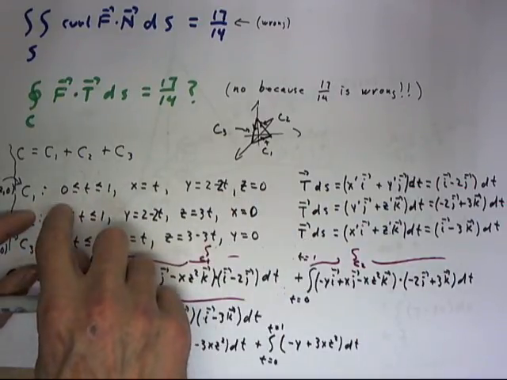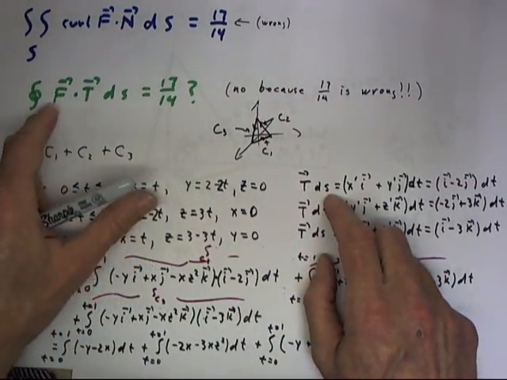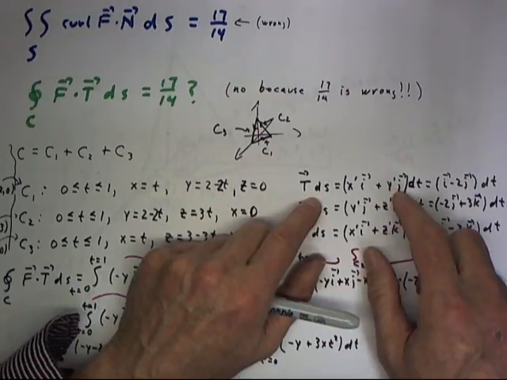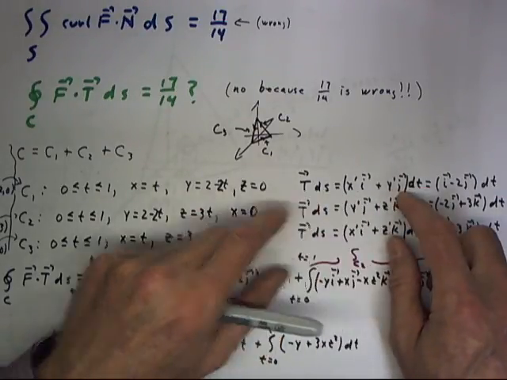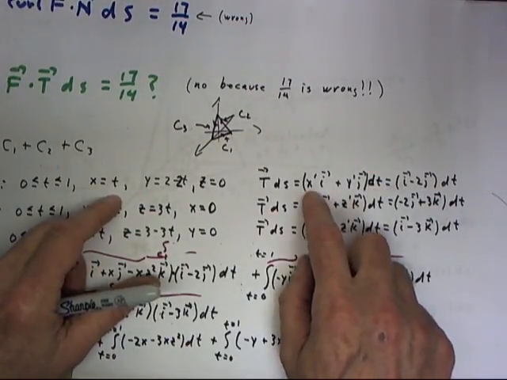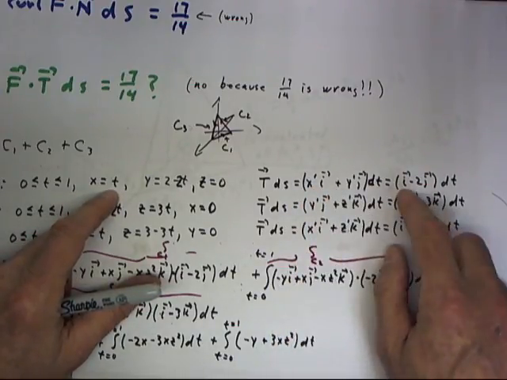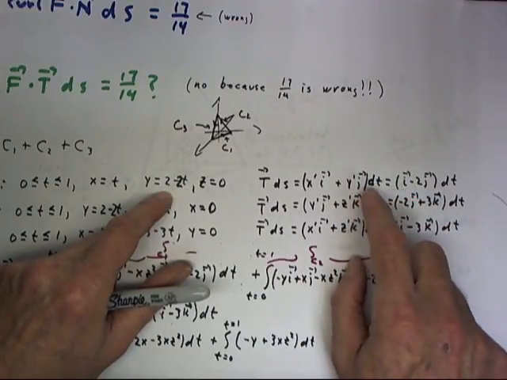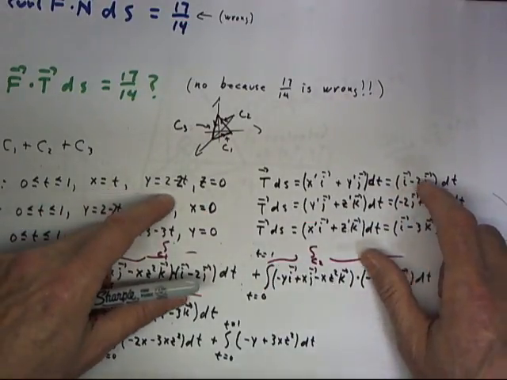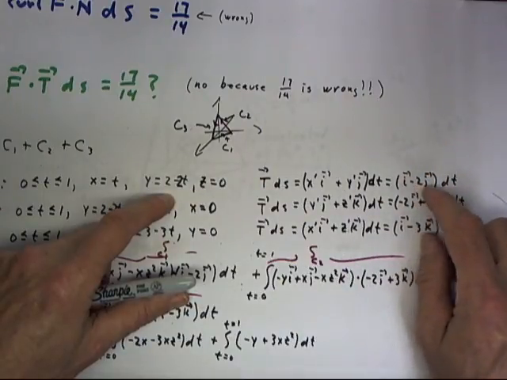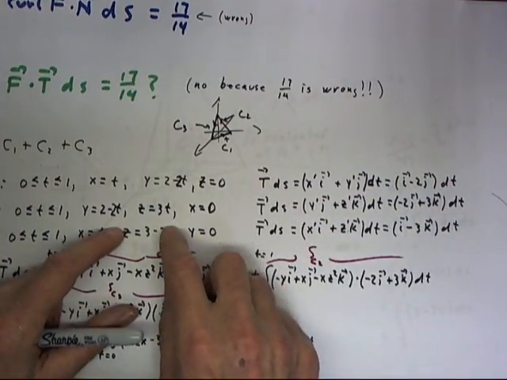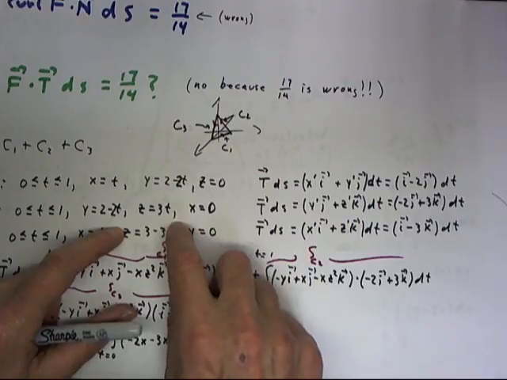Now for this parameterization of C1, remember we're integrating f dot TDS. Our TDS is going to be what? X prime i plus Y prime j dt, something that we should be familiar with by now. And for this parameterization, X prime is 1, so we're going to have i, and Y prime is negative 2, so we're going to have negative 2j. Now, this is wrong. This should be 1 minus t, so this should be minus i, and this should be 2t minus 2, so this should be plus 2j. Again, we're going to go on with the way I've written it, but keeping in mind that we need the correction.